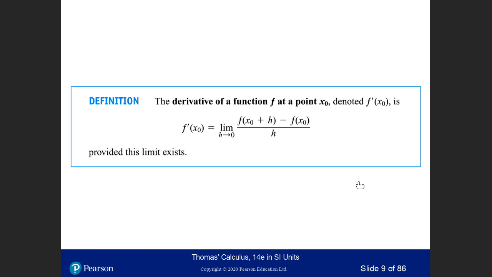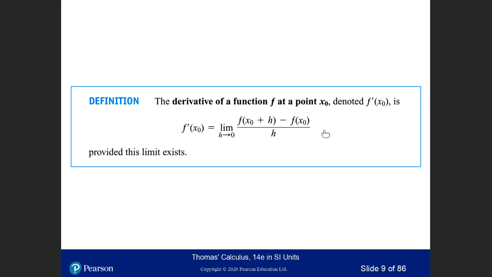Now we have come to the definition of the derivative. The derivative of a function f at a certain point x of 0 is denoted by f prime of x of 0. That means the first derivative. And it's this limit. So it's the same thing, actually. Again, you calculate f of x of 0 plus h minus f of x of 0 divided by h, and take the limit as h goes to 0 from both sides.